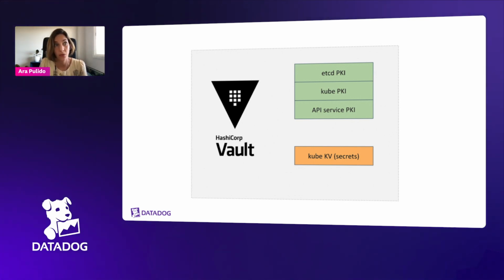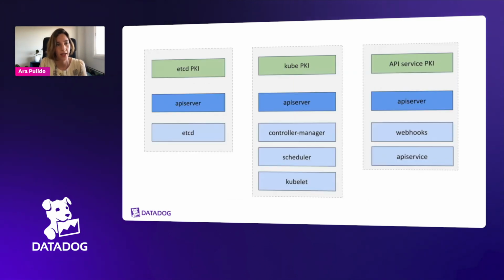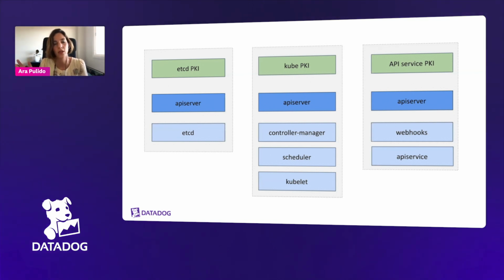We actually have 3 PKIs in Vault, and the reason why we have 3 is because each of those is to issue certificates for different communication between the components. You can see here on this graph which components, or the connections between those, are managed by each PKI.